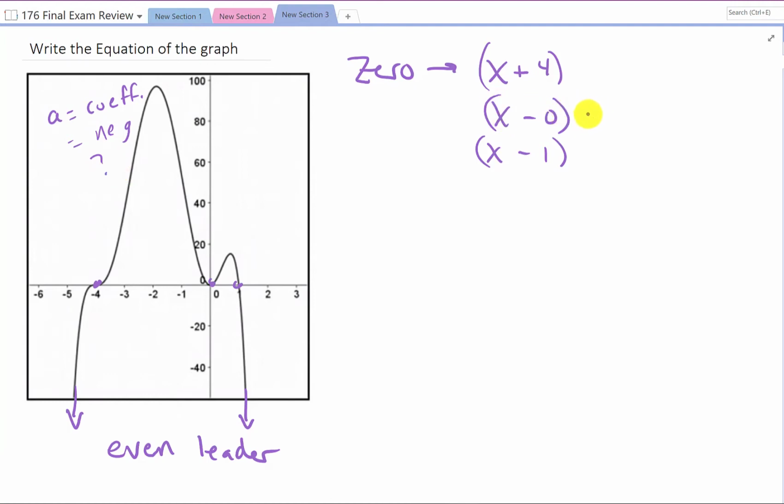Now the linear factor, I should have said this one too. It's kind of a redundancy. I don't need to write x minus 0 for this 0 here at the origin. I'm just going to simplify it as x. That's my factor. So the polynomial, don't forget, it has a. We haven't figured out a yet. But it is going to have x plus 4. It's going to have x, and it's going to have x minus 1. Now the next thing we have to figure out is the multiplicity of these zeros.